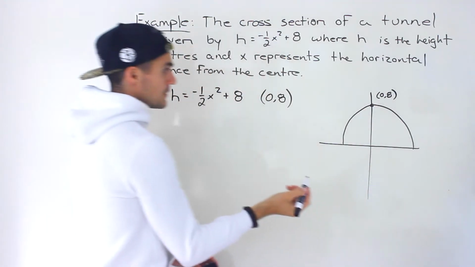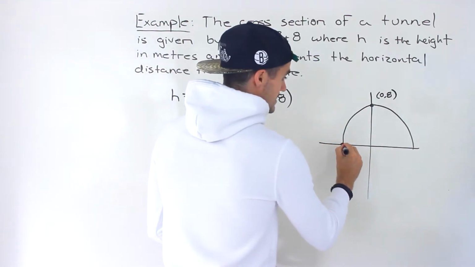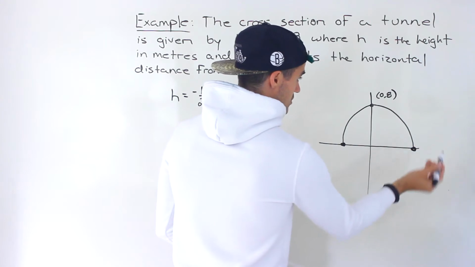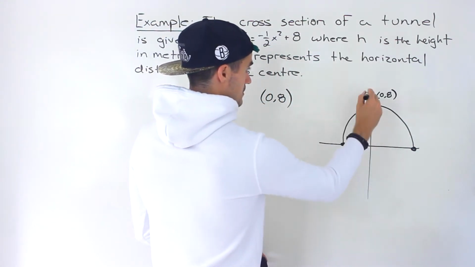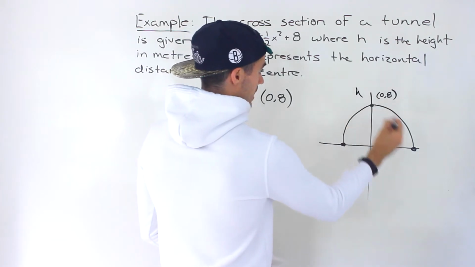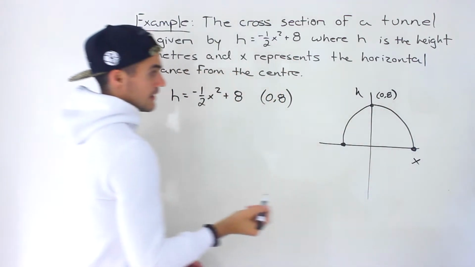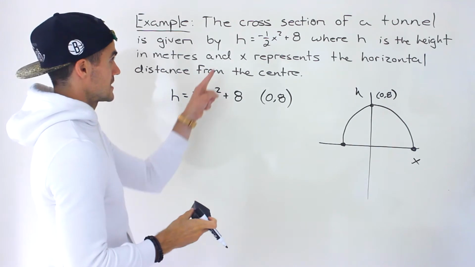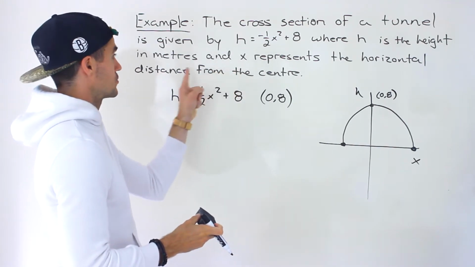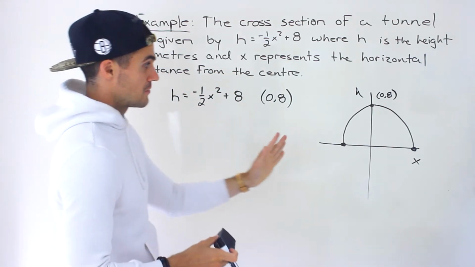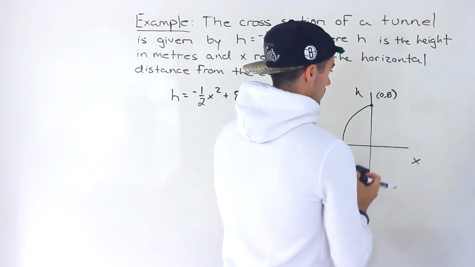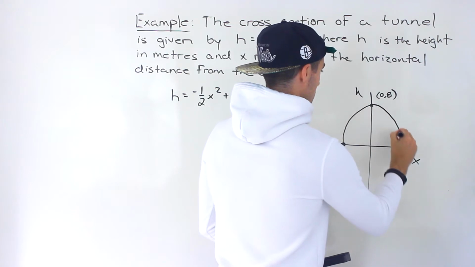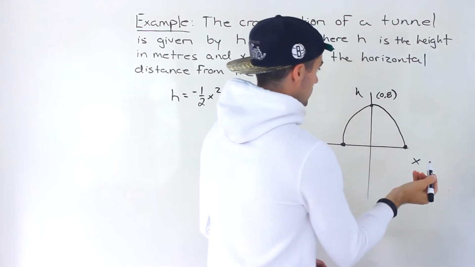So the next thing we could find is what these x-intercepts are over here, right? Because this y-axis, in this case, is the h-axis, and then this is the x-axis. And notice that the description makes sense as well for the x. X represents the horizontal distance from the center of the tunnel. This should be a little bit more symmetric, so let me... Anyway, you get what I'm saying.